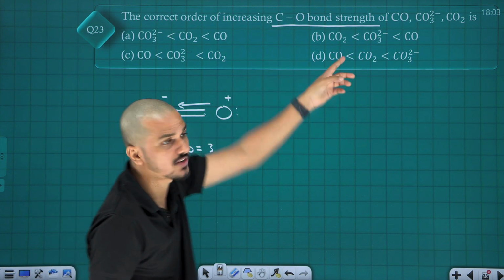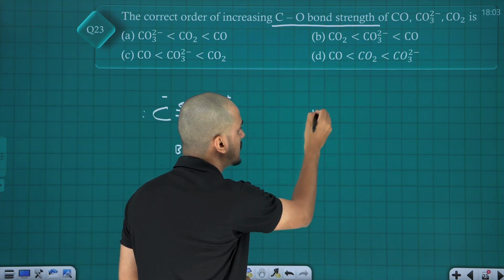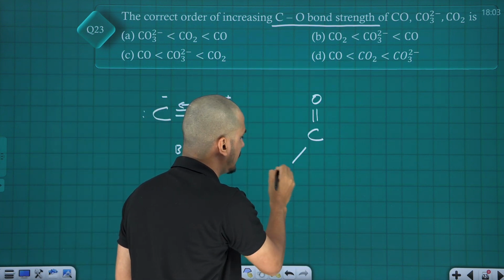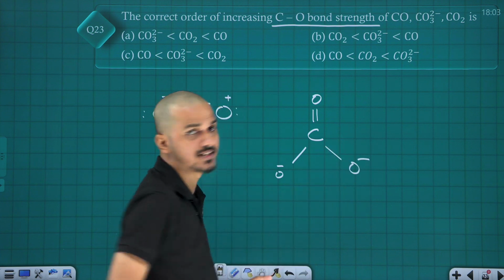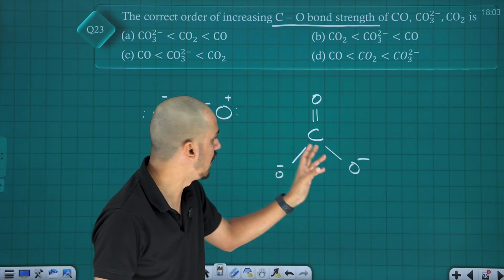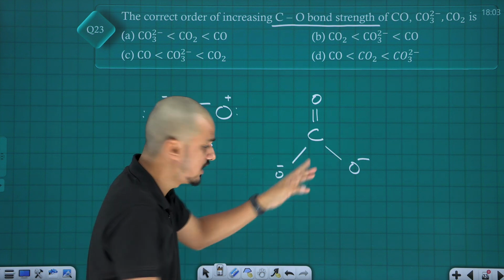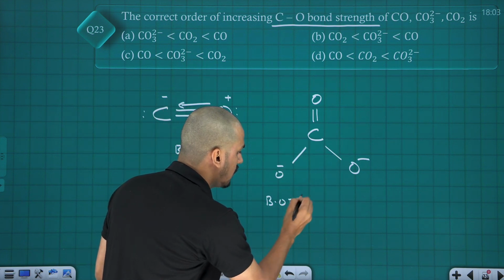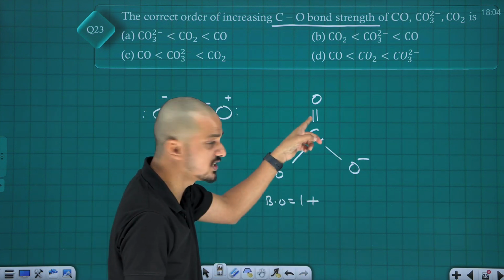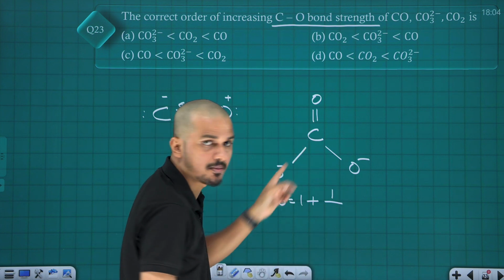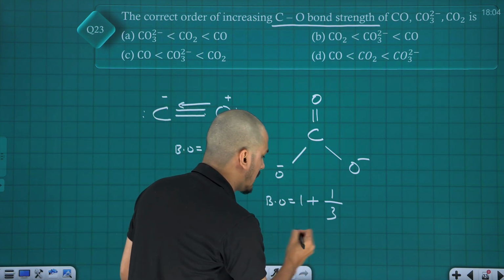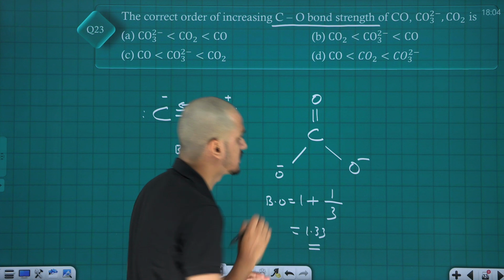And what about the case of CO3 2 minus? Its structure is like this. We have to find out the bond order. Here you know resonance is there. So the bond order is equal to 1 plus number of pi bonds, 1, divided by the 3 sigma bonds between carbon and oxygen. So 1.33 is the bond order.